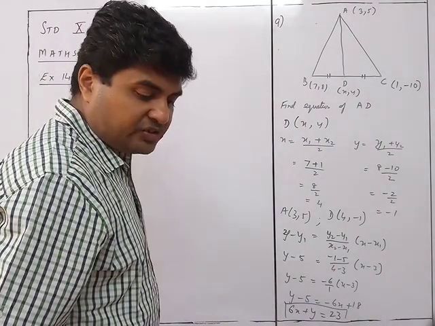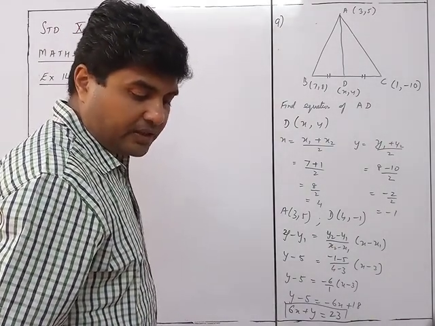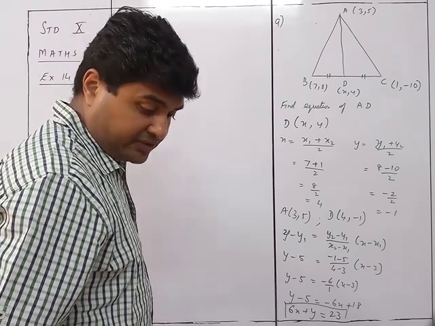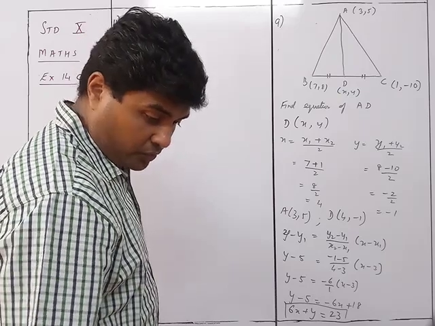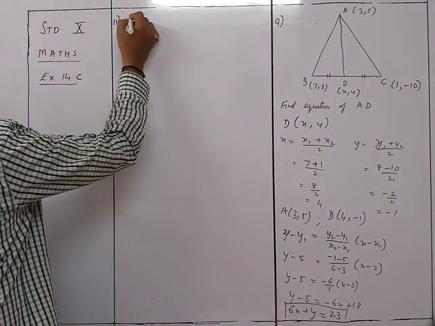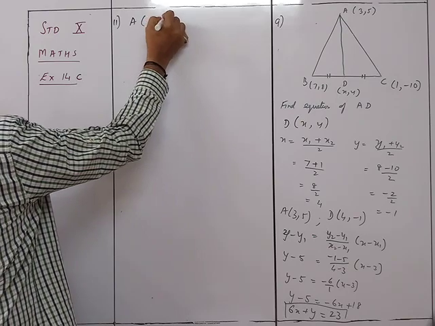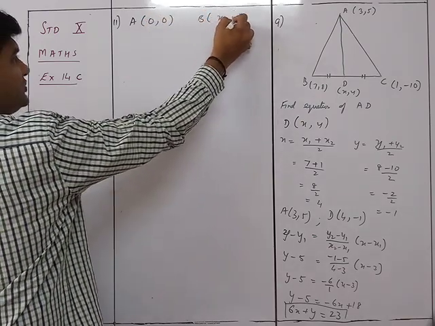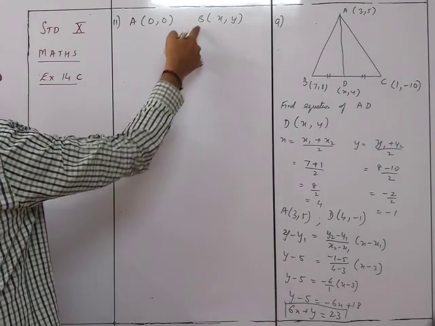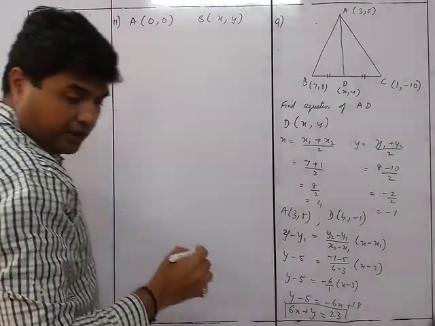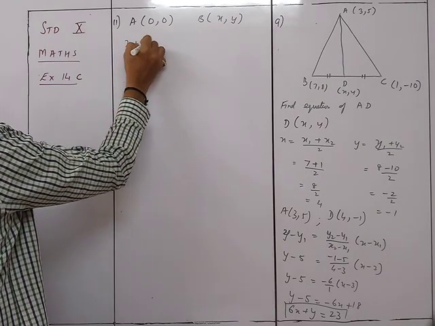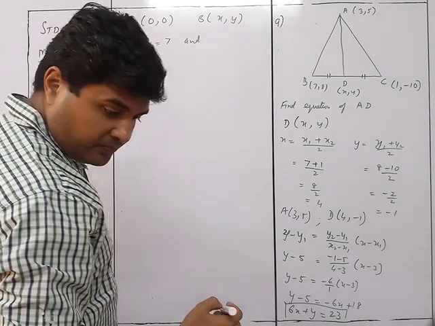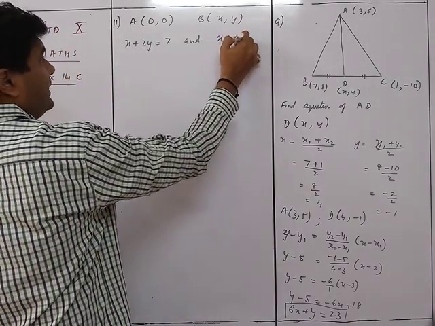Sum number 11. Find the equation of a straight line passing through the origin and the point of intersection of the lines x plus 2y is equal to 7 and x minus y is equal to 4. Okay, so one point, A, is given as (0, 0) and B is the point (x, y). This B point is the intersection of the equation x plus 2y is equal to 7 and the next one, x minus y is equal to 4.